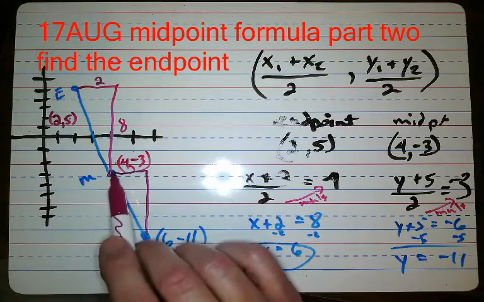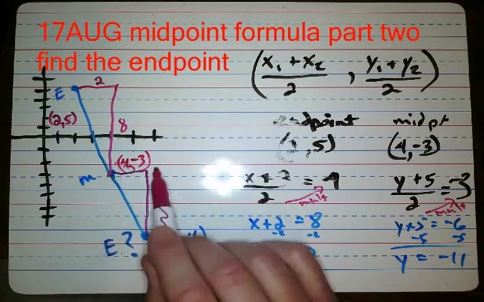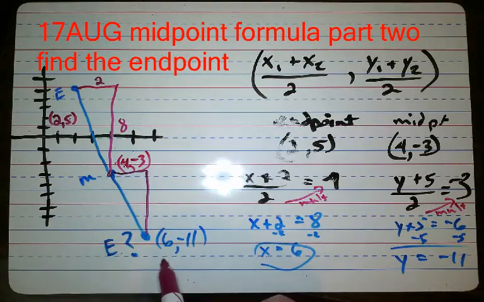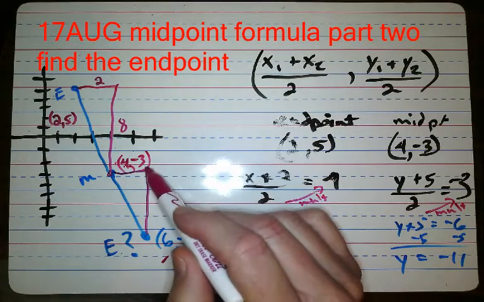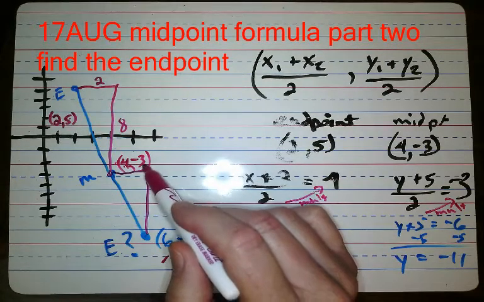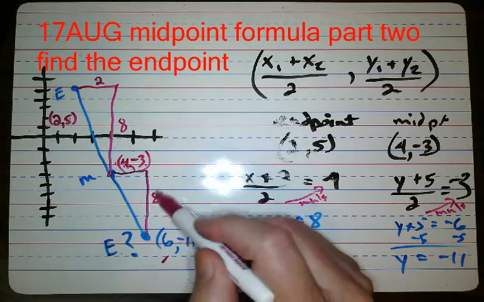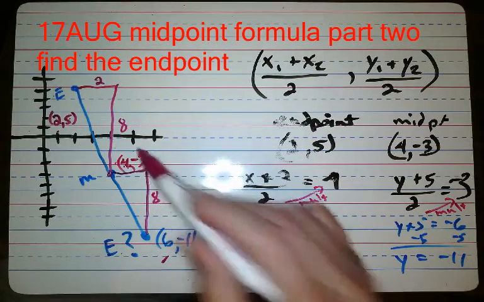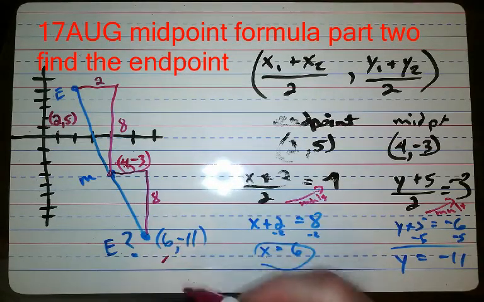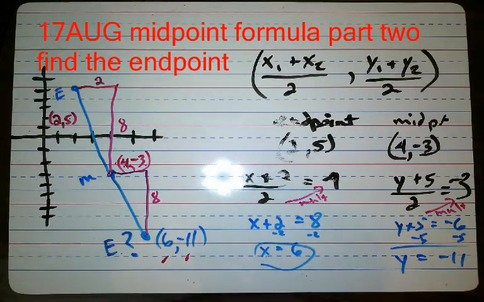Now let's look. If I start at 4 and go over 2, I'm going to land at 6. Yay, that one works. And if I go down 8 from -3, 8, 9, 10, 11, I end up at -11. So that one works. We know we did it right.